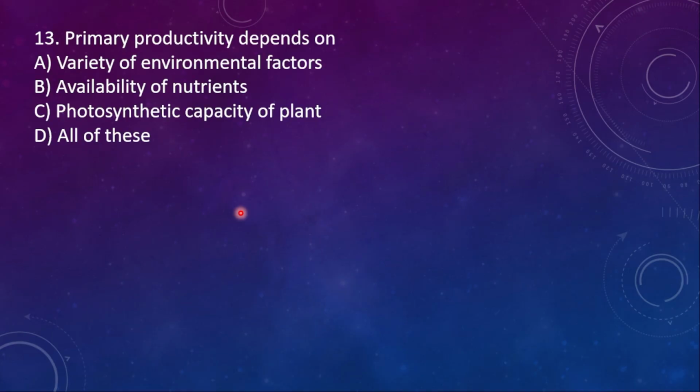Next, 13th question. Primary productivity depends on A. variety of environmental factors, B. availability of nutrients, C. photosynthetic capacity of plants, D. all of this. Here the right option is D, all of them are right.